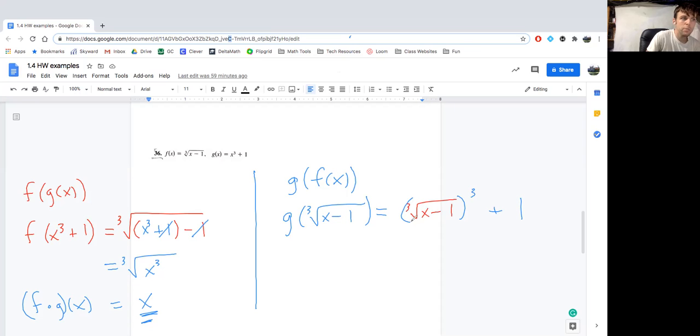So obviously cubing and cube rooting cancel each other out nicely. You end up with just x minus 1 plus 1. Minus 1 plus 1 becomes 0. So we end up with x again. So for both directions, when we compose these functions, we ended up with the same thing. So this, as I was alluding to earlier, would be confirmation that these are inverse functions.